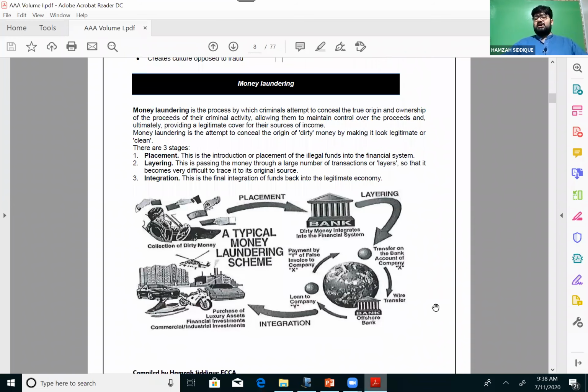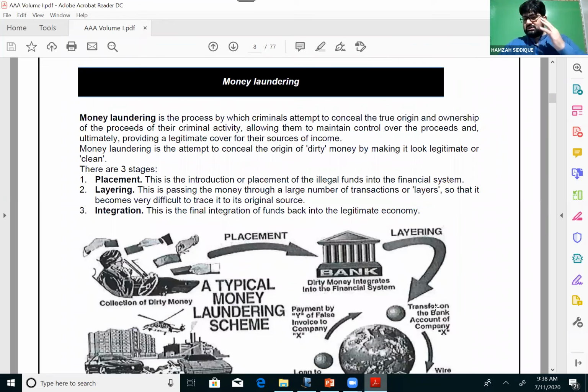Yes, next topic is money laundering. Again, it is laws and regulations which are regulating the auditor. It is related to that. So, money laundering. Students, very important topic, has been tested 2 or 3 times in the past paper.